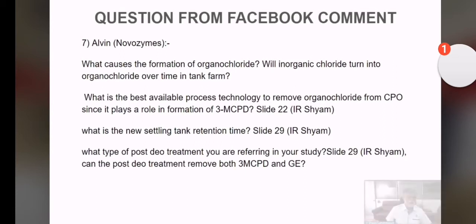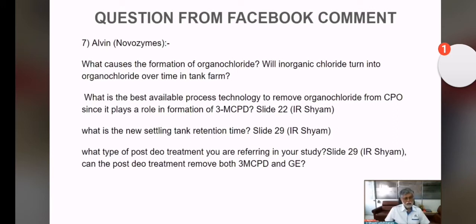Formation of organochloride is from the process of forming the oil in the mesocarp itself. It is a natural process. From what we've studied over some period of time, the inorganic chloride doesn't turn into organochloride at the temperatures that we see in the tank farms.